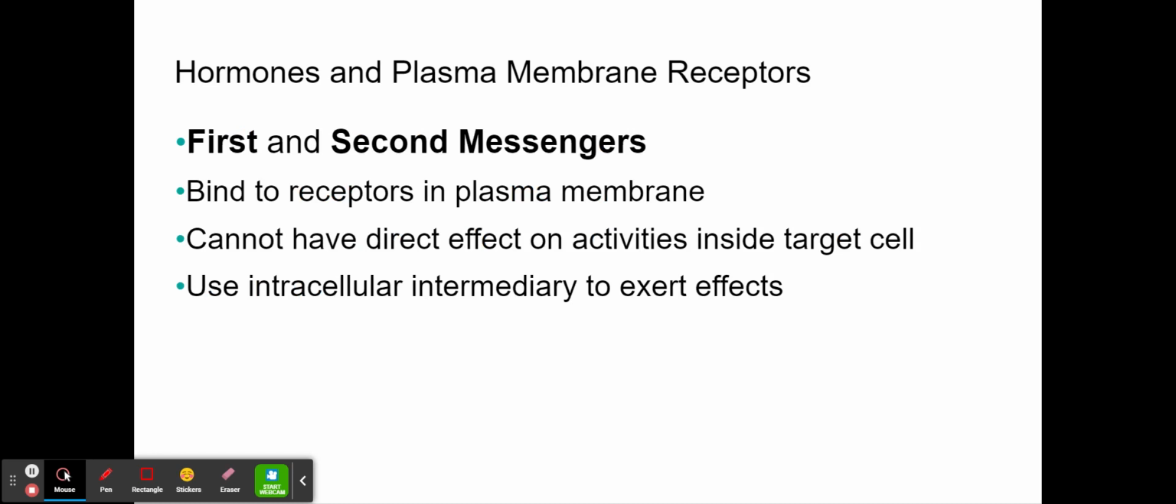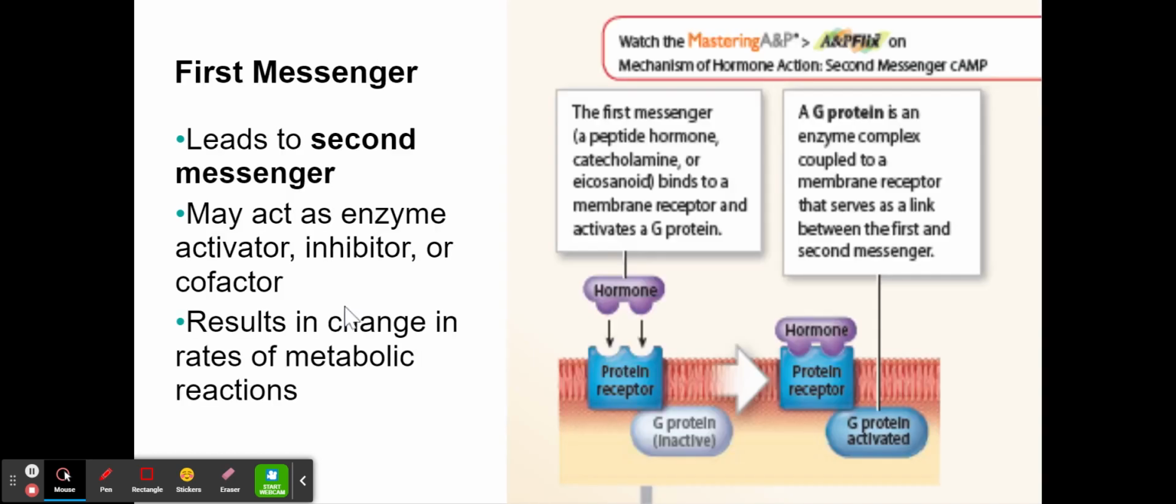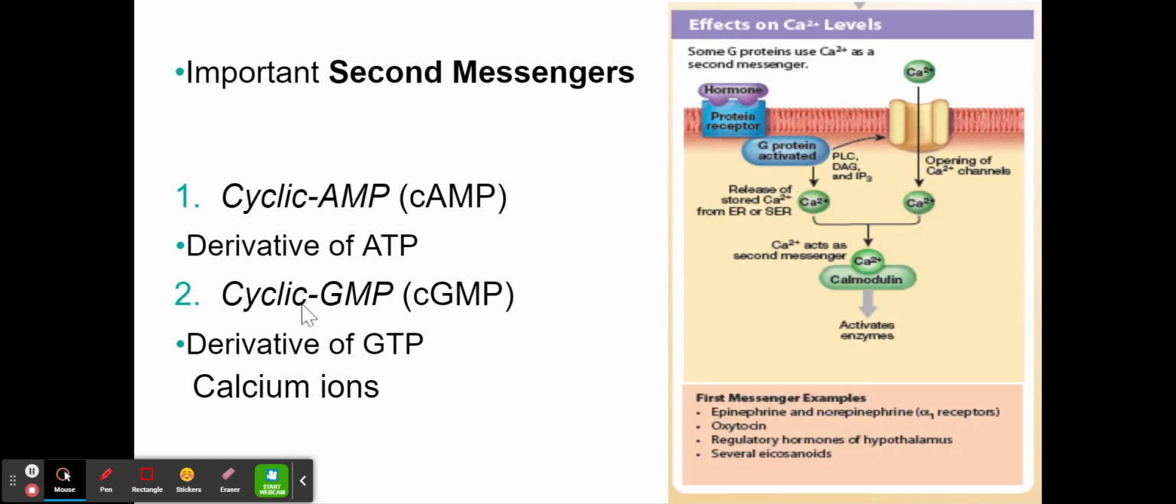So, with that in mind, we can consider first and second messengers. Basically, communication between the hormone and the cell uses first and second messengers. A first messenger is a hormone that binds to a receptor on the plasma membrane surface. A second messenger is an intermediary molecule that appears due to a hormone-receptor interaction. So, basically, the second messenger happens as a result of the first messenger.